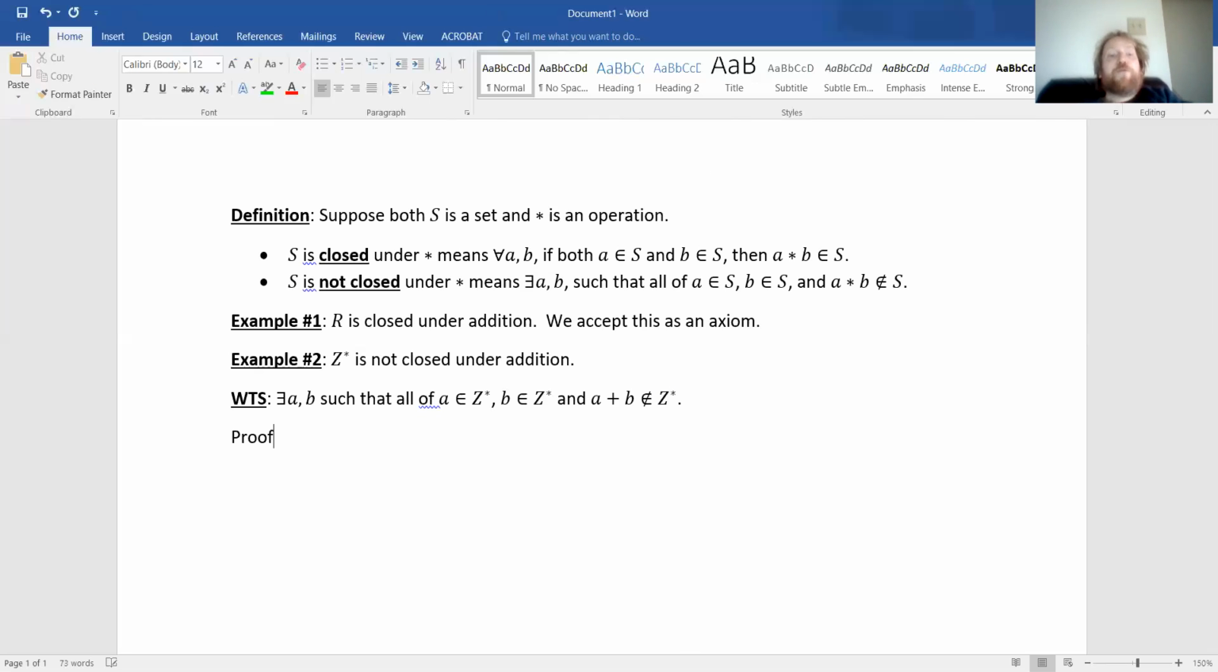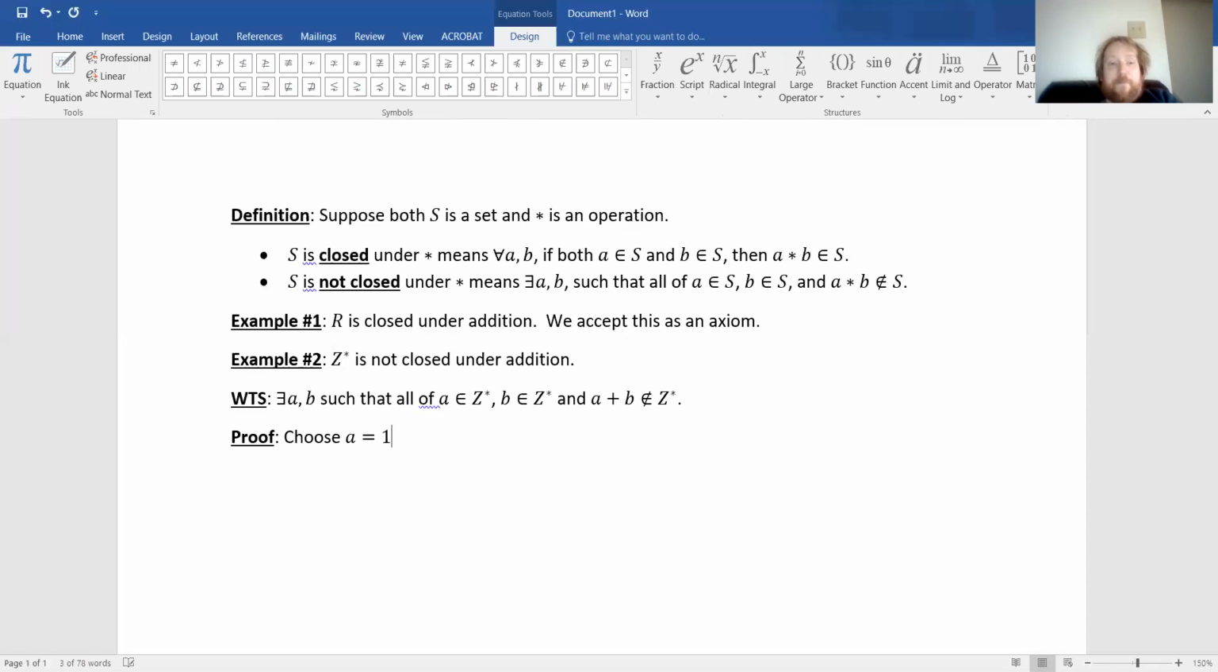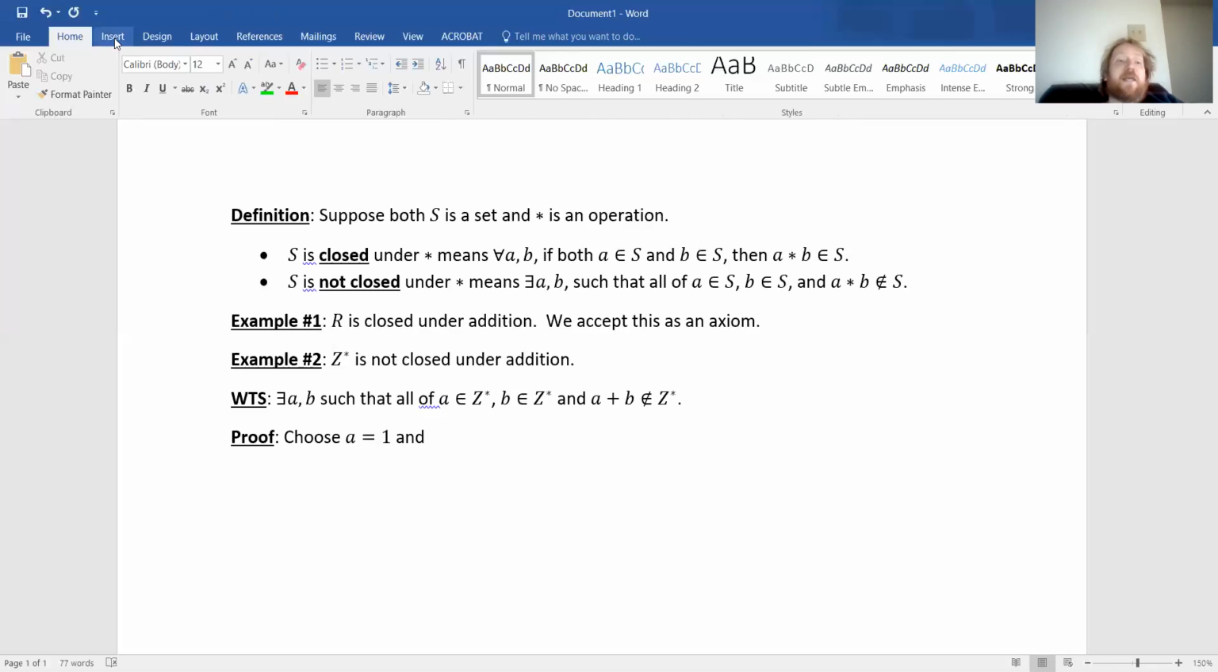Now, to prove this, because we are asked to show that two non-zero integers A and B exist, we get to choose A and B to be whatever we want. But we need to choose carefully. We need A to be a non-zero integer, B to be a non-zero integer, but A plus B to not be a non-zero integer. So I'm thinking, what are two non-zero integers that add to 0? Let's choose A equals 1 and B equals -1.